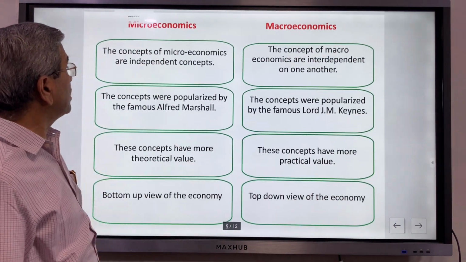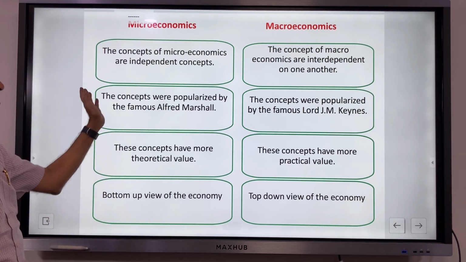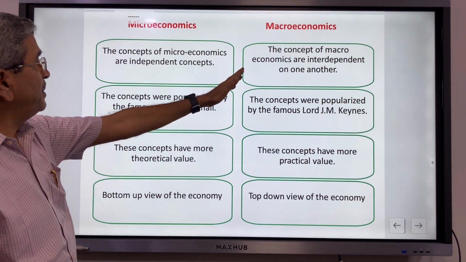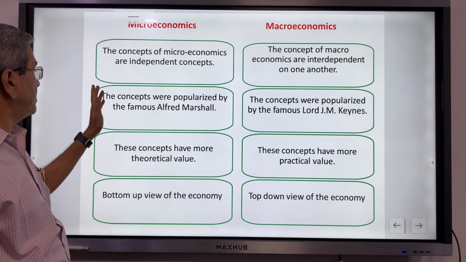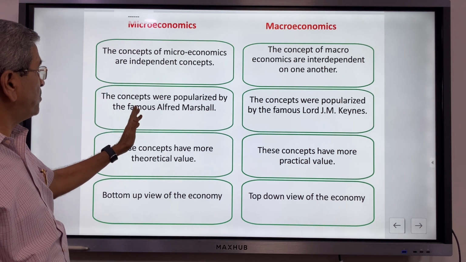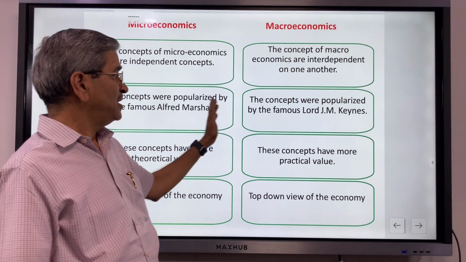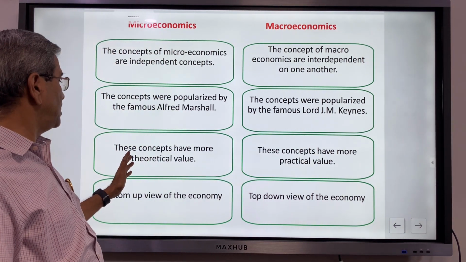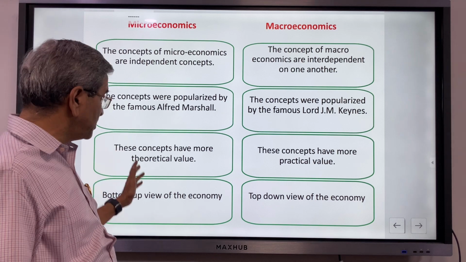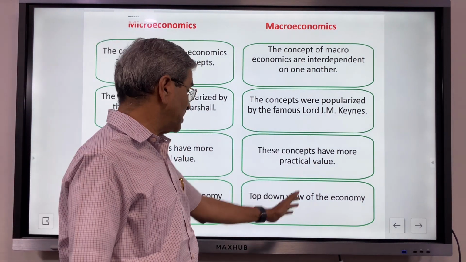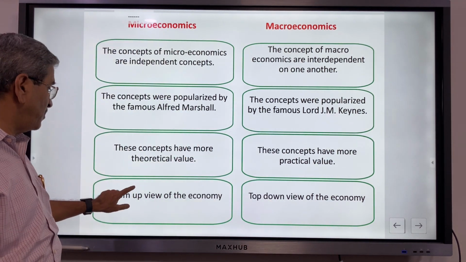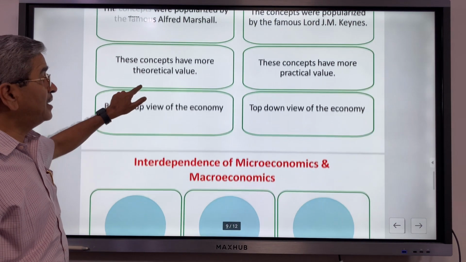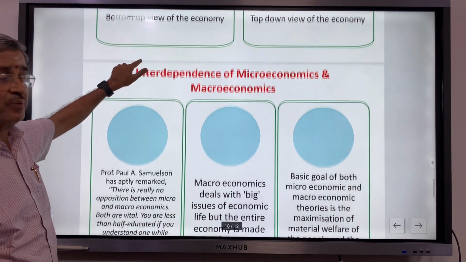So micro and macroeconomics, if you look, these concepts are interdependent on each other. Microeconomic concepts were popularized by Alfred Marshall. Macroeconomics was popularized by J.M. Keynes. Microeconomics has more theoretical value, and macroeconomics has more practical value. Bottom-up view of the economy and top-down view of the economy.